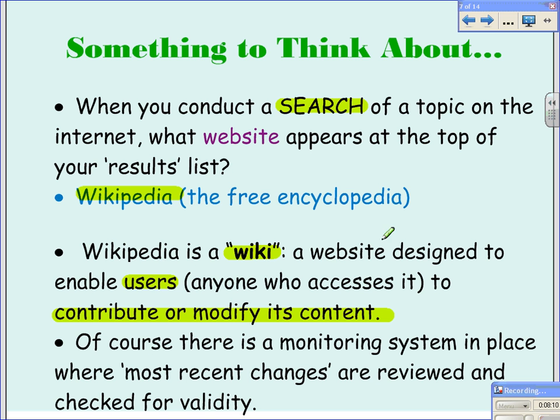Of course, because Wikipedia has become such a popular website, there is a very consistent monitoring system in place where experts on each subject are employed by Wikipedia to monitor the changes that are reviewed and check for their validity. So if somebody posts something to Wikipedia that is not valid, it would be removed almost immediately. So Wikipedia is a really good source for us to use. It is monitored very closely. But just as something to think about, wikis in general are made and maintained by users.